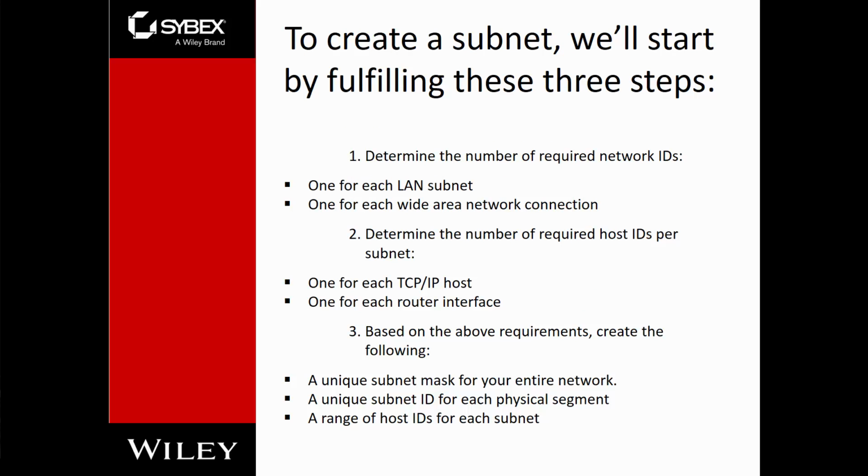So to create a subnet, we'll start by fulfilling 3 specific steps. First, determine the number of required network IDs. Determine the number of required hosts per subnet. And we're going to use the information above to create the following: a unique subnet mask ID, a unique subnet ID for each physical segment, and a range.